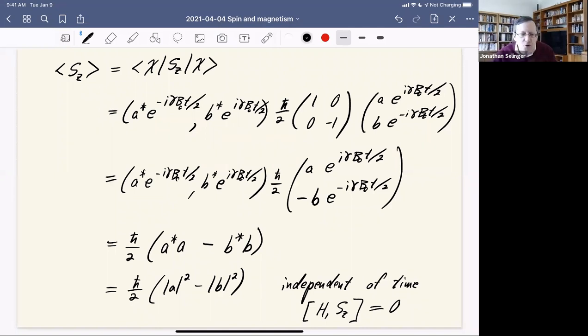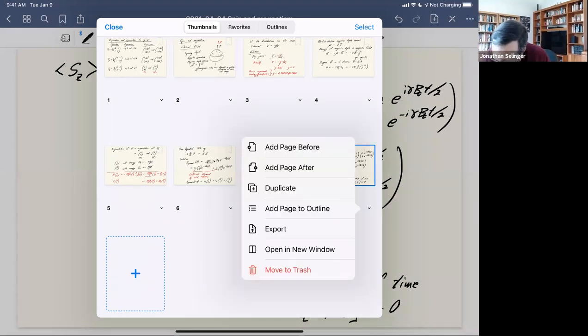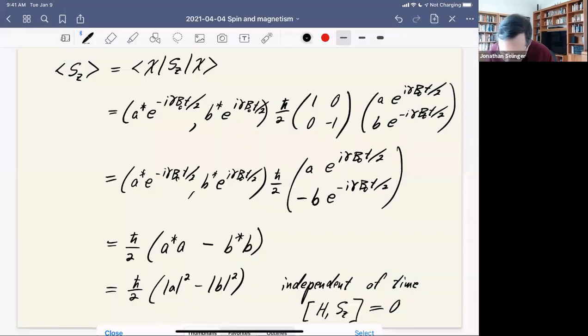Now let's do it with the other components of spin. Actually, I want to just copy and paste this page and then change the calculation. Can I say here, duplicate? Cool. All right. Now if I duplicate this, I'll do the thing that students hate where I just erase something and then change it.